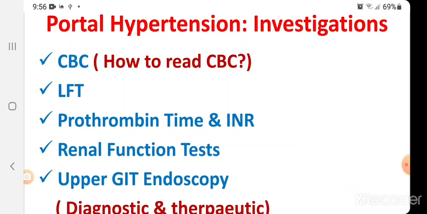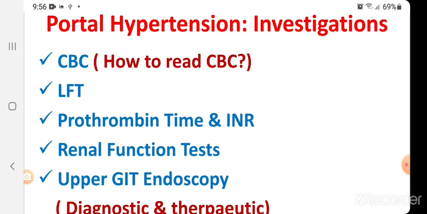Investigation of the portal hypertension. You do CBC. I told you how to differentiate between new bleeding, active bleeding, recent bleeding, and chronic bleeding by looking at the hematocrit. You go back to the lecture and listen to the explanation.